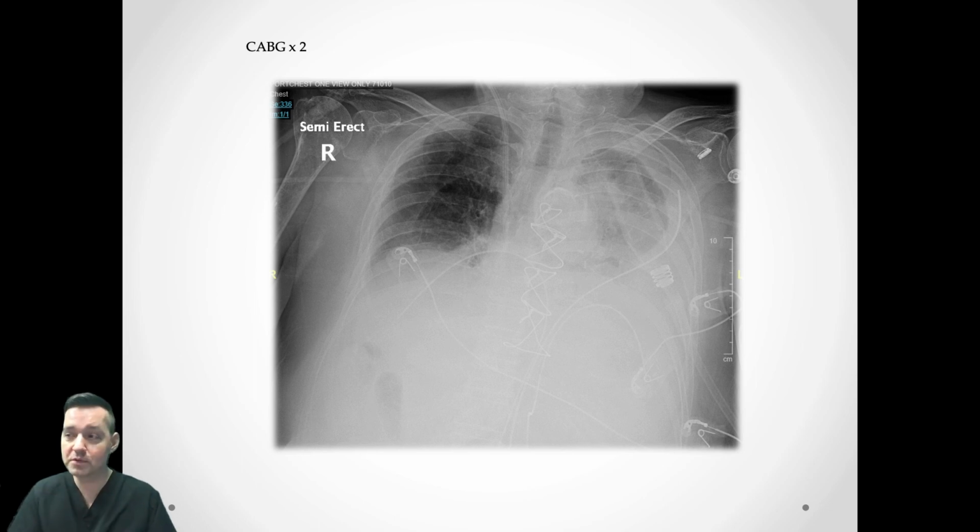This is not a normal chest x-ray. Oftentimes in our CABG patients, we're not going to have normal chest x-rays. But I think it's important to highlight, you guys are super smart, but remember that you need to compare this chest x-ray with their immediate post-operative chest x-ray.